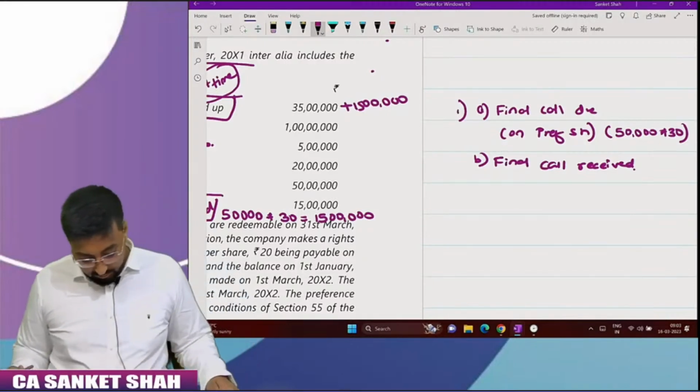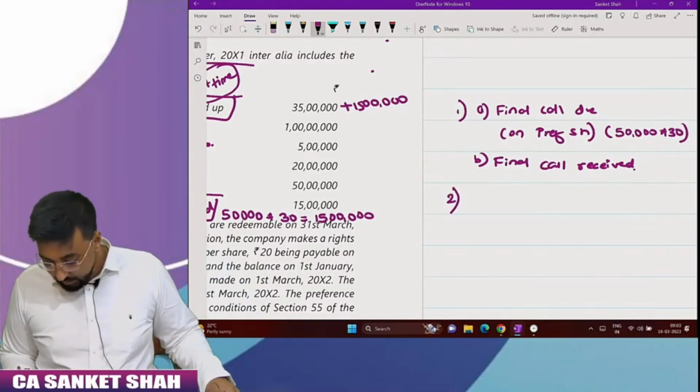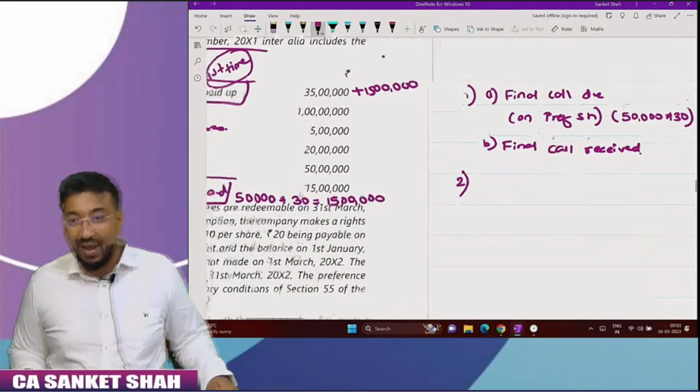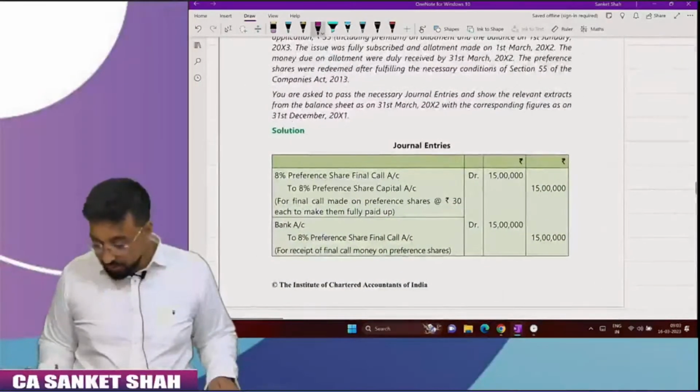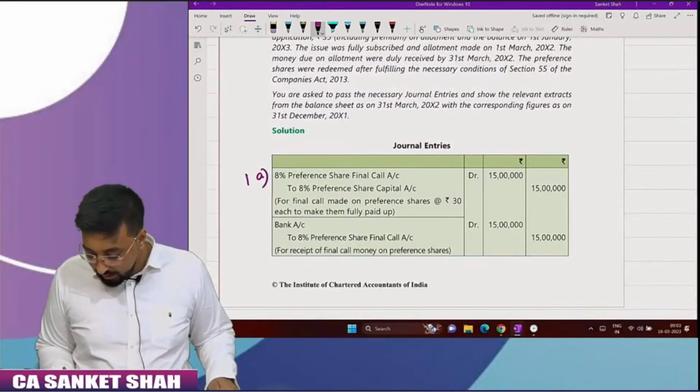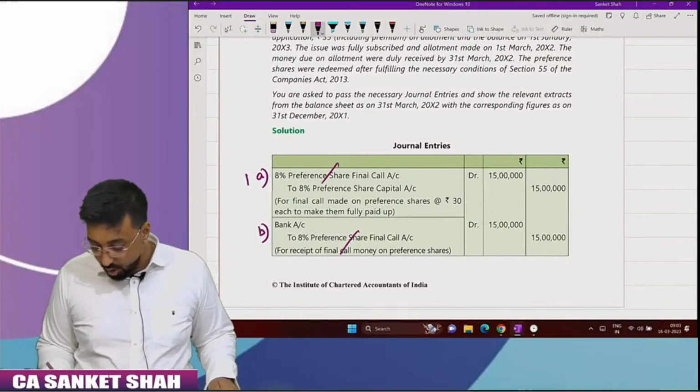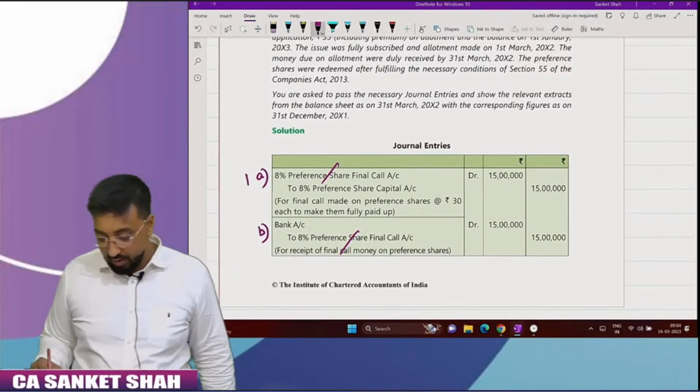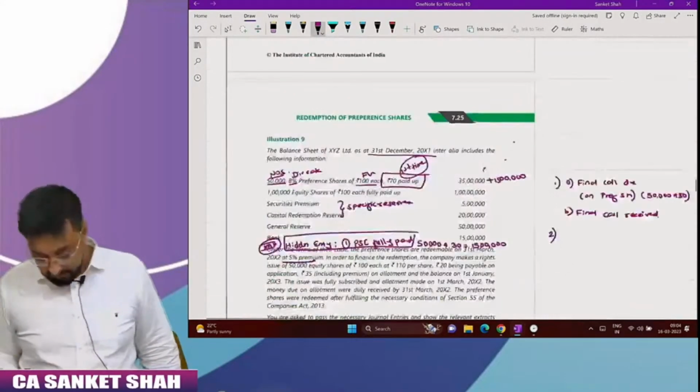Okay. Second one. So these two entries you understood. Preference share final call account debit. This is 1A, and bank account debit to preference share final call. Final call is a temporary account. Easy, beta? Yes. What is the second thing?